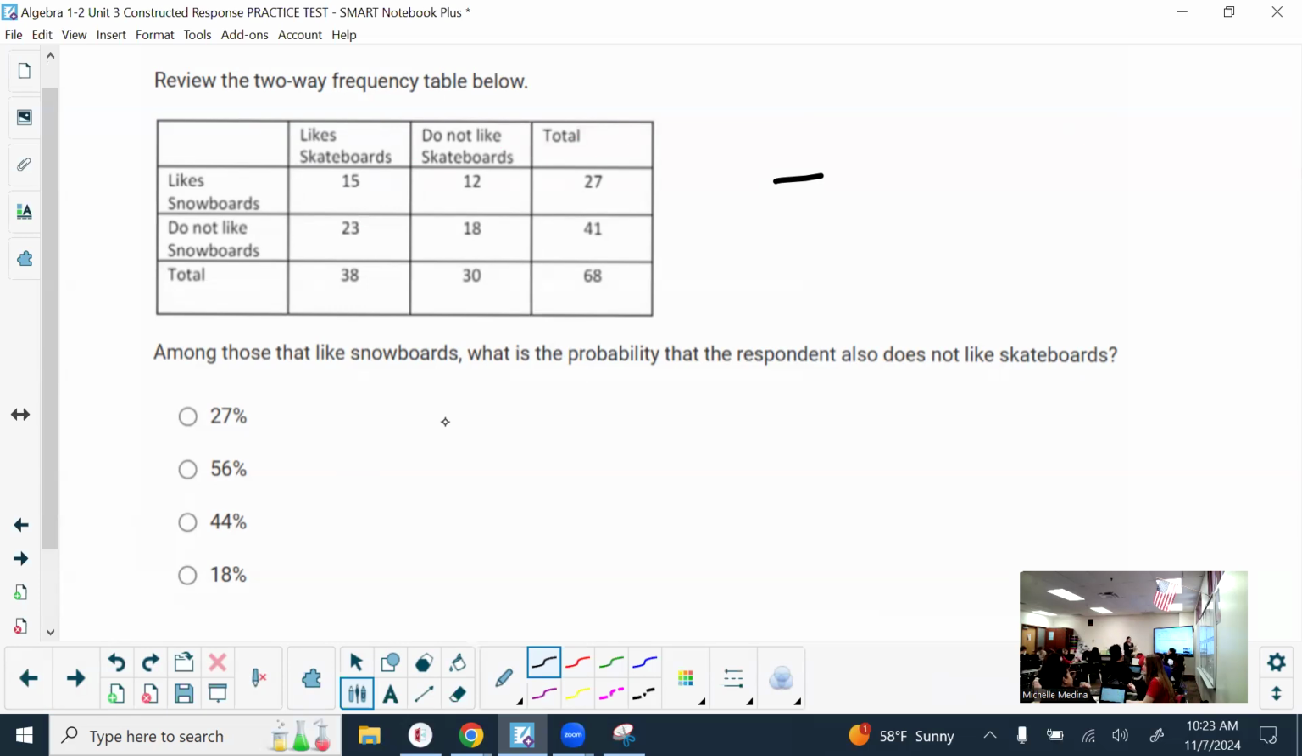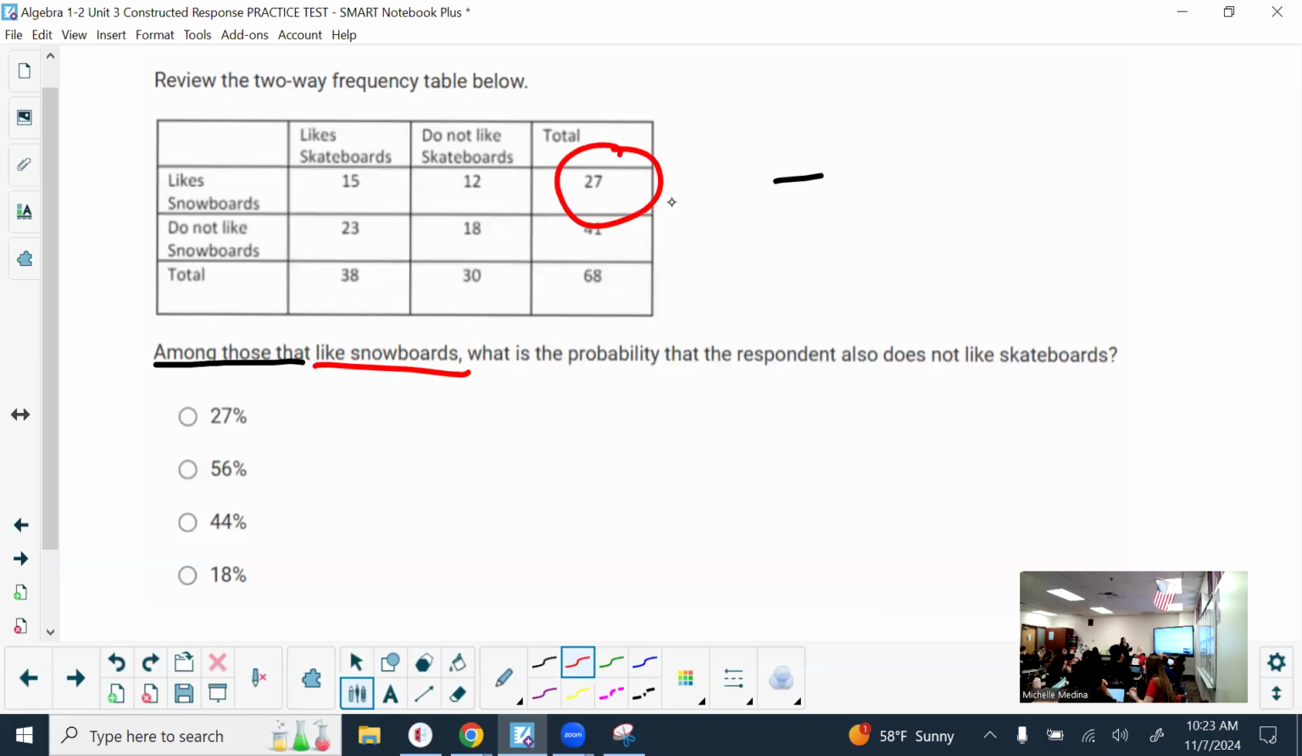In this one, it's among those that, that's one of those phrases that tells you the next category should be my denominator. It's not always going to be what's written first. It might be written second. So look for those phrases, out of those, given that, among those that, and that'll be your denominator. So we're saying among those that like snowboards, how many like snowboards?